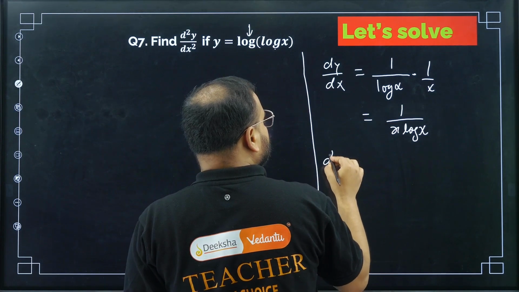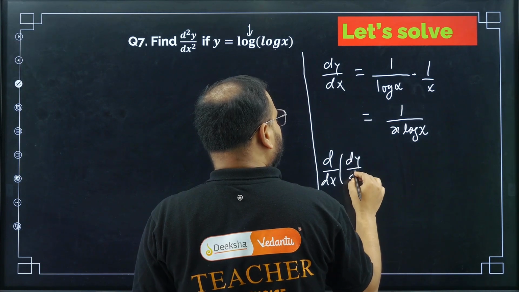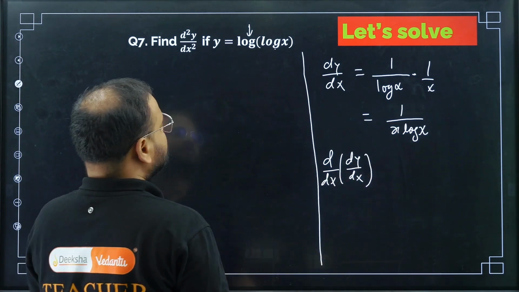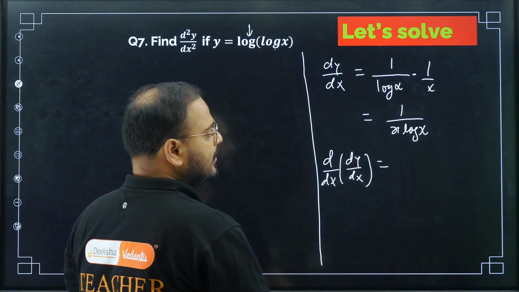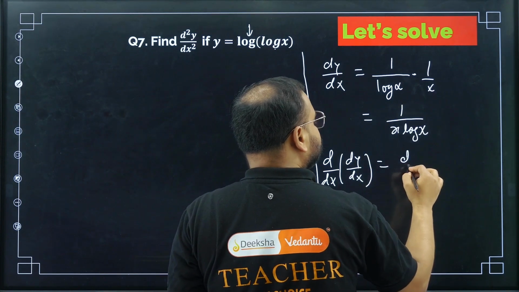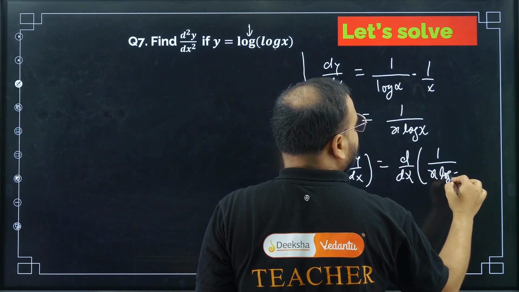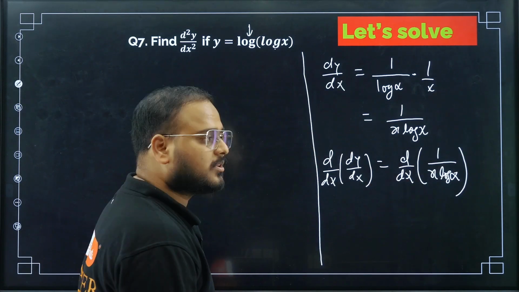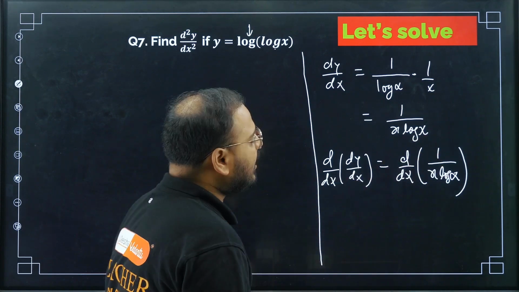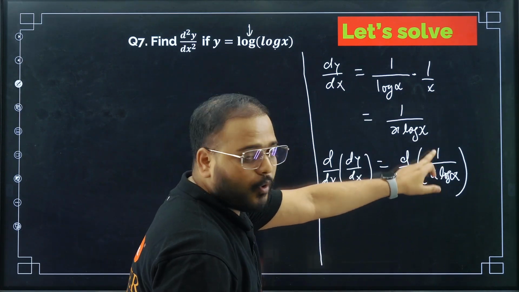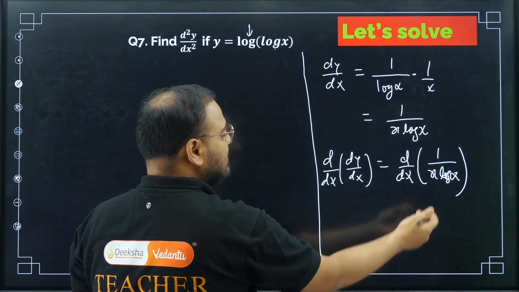Now what am I going to do next? d by dx of dy by dx. This is my second order derivative, and this is how we write the second order derivative. So this will be the differentiation of this thing, 1 upon x log x. First you have to use the quotient rule, then the product rule. Why, sir? For this whole fraction I have to use the quotient rule, and for this x log x I have to use the product rule, because x times log x is there.